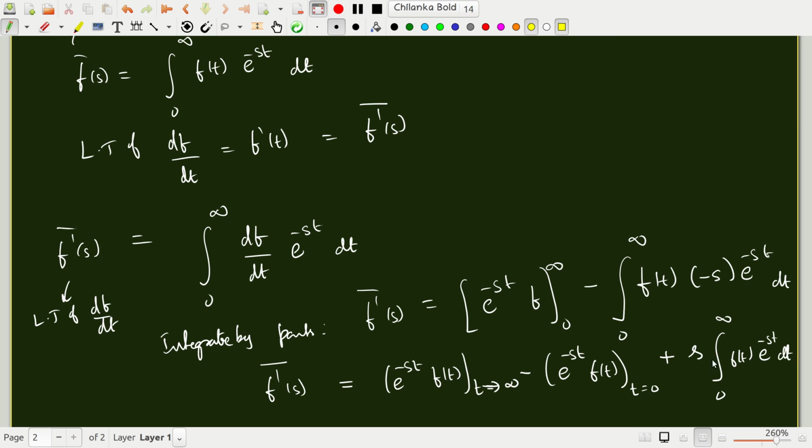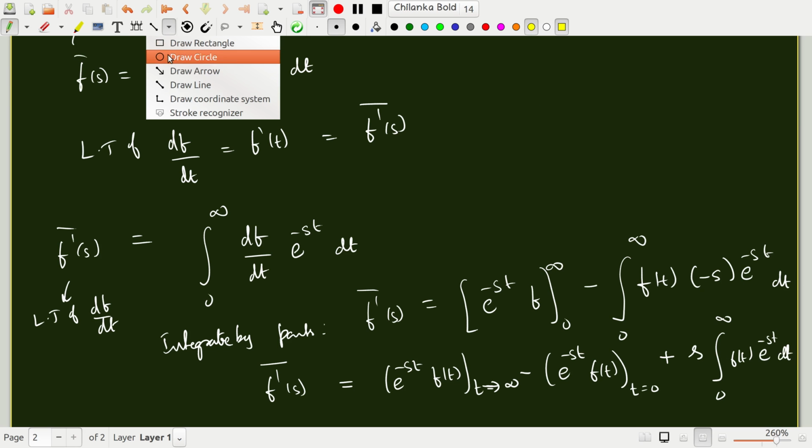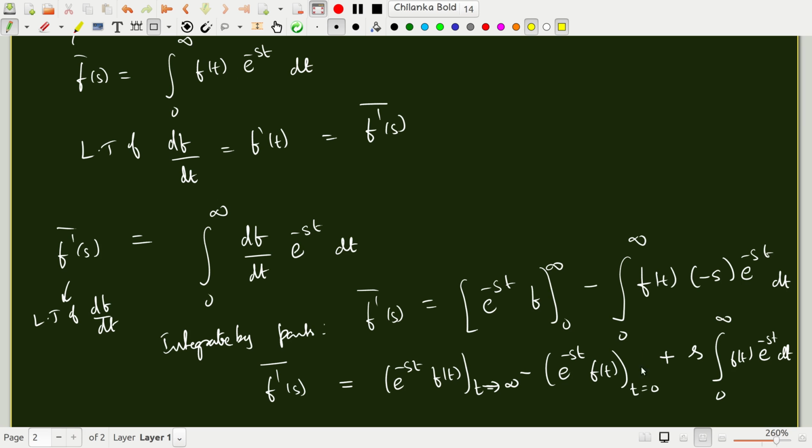Okay, let's now understand what each of these terms are. Now this term in the bracket is actually f bar of s, right? Because that is the definition of this, this is nothing but f bar of s, right? This is f bar of s.